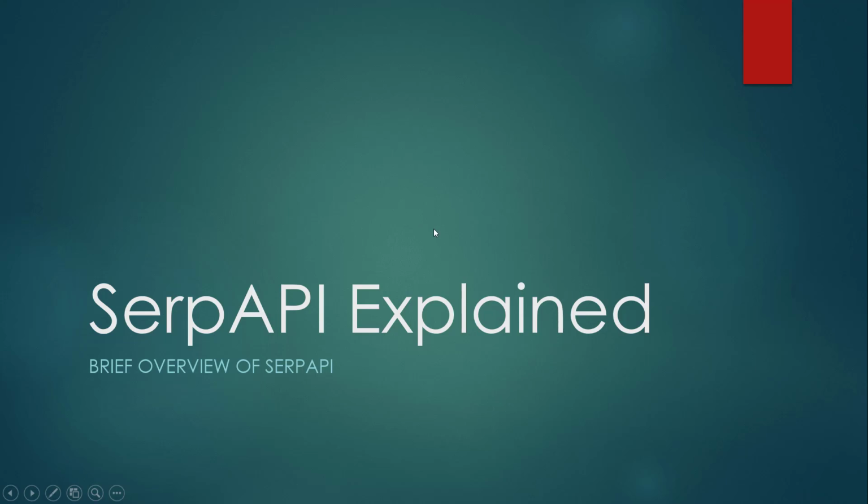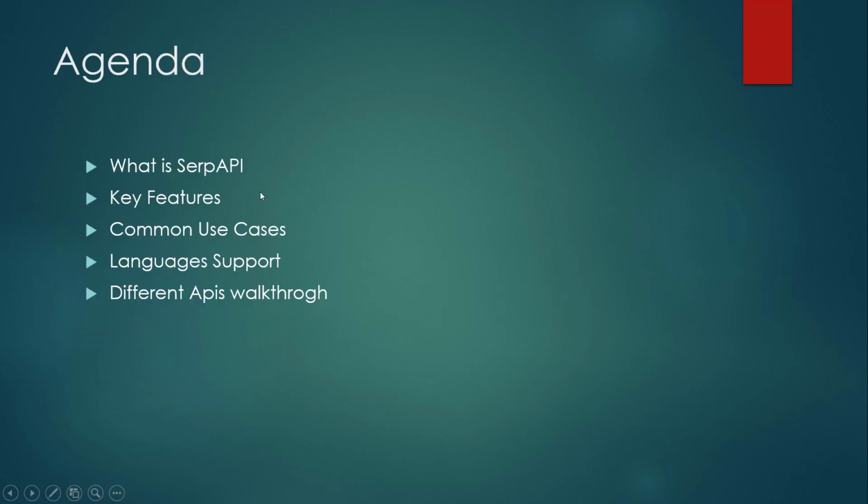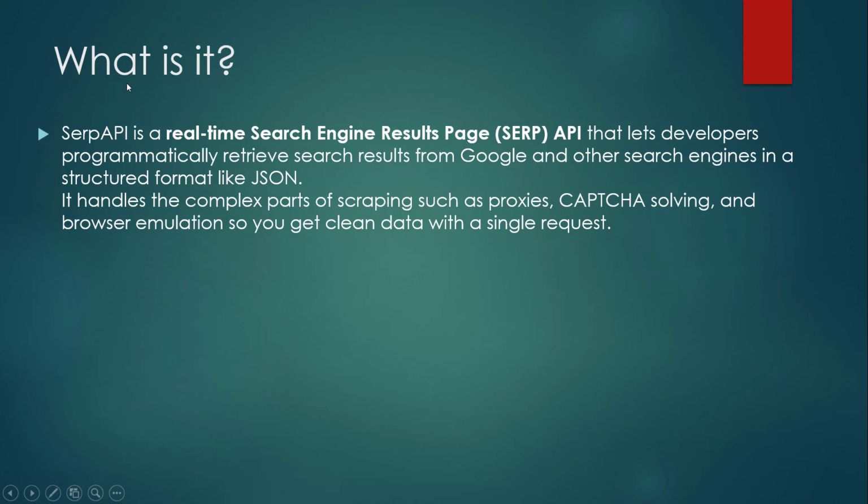Today's agenda would be what the SERP API actually is, what its key features are, what the common use cases in AI are, what programming languages it supports, and I will also walk you through the different APIs with which we can retrieve live data from Google, images, or whatever other things we want to get from Google. So let's get started with what it is.